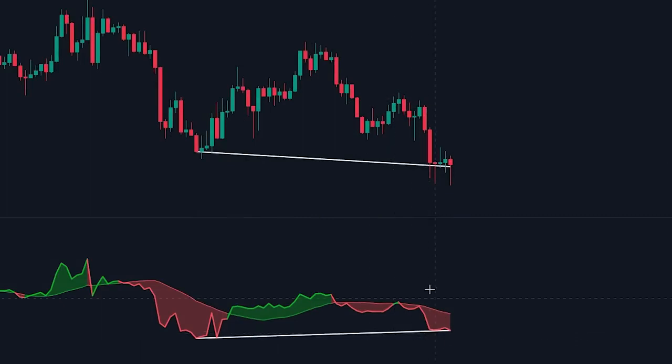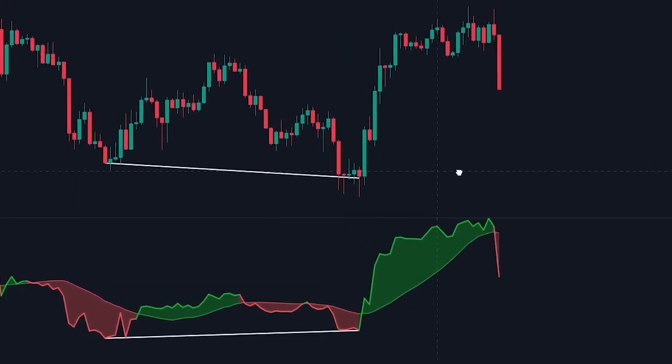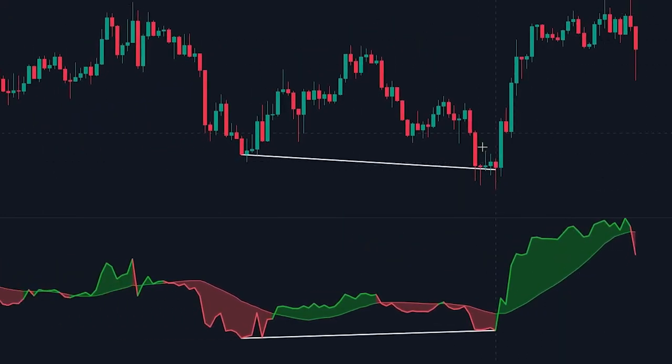This divergence between the PVT indicator and the price action can suggest that the price of the asset is oversold and may be due for a correction. If we take a look at the price action after this divergence, we can see that the price indeed made a correction and started moving in the bullish direction.